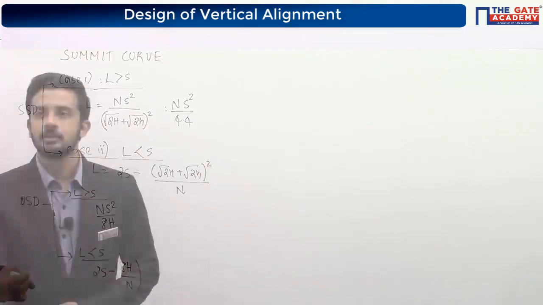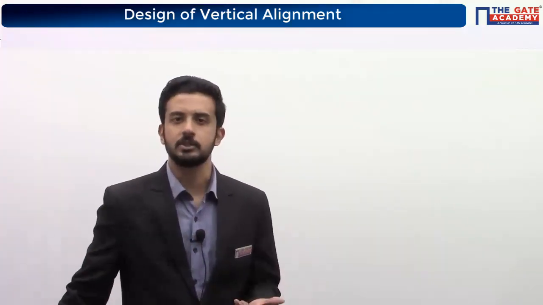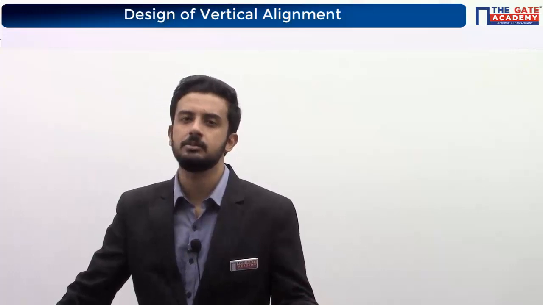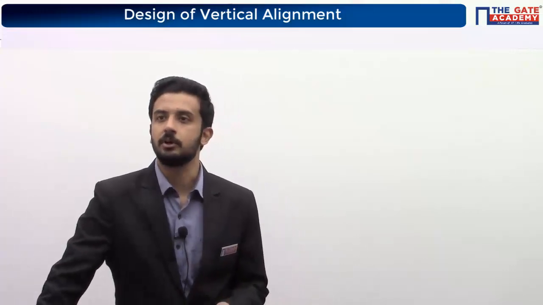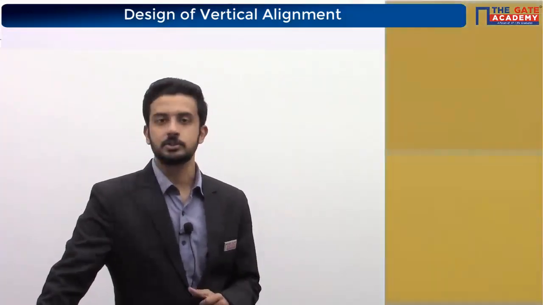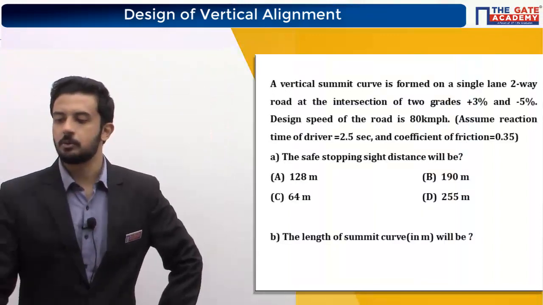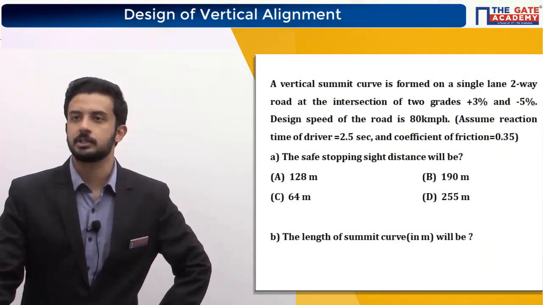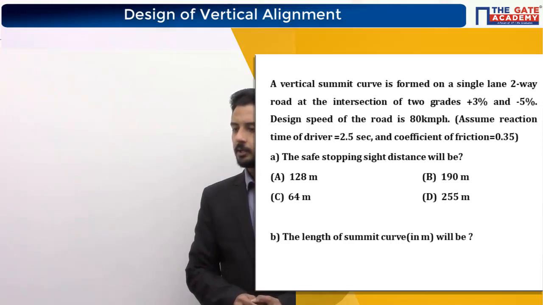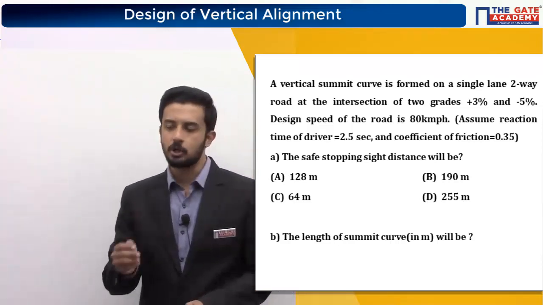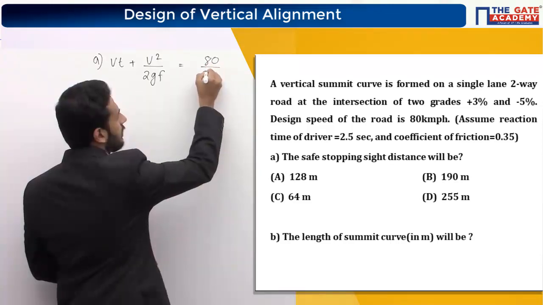Correct now? So we have solved one question in the previous class, no? Summit curve, first question we have solved. So shall we do the next question? A vertical summit curve is formed on a single lane two-way road, that question. So it's a common data question. We have to find out the safe stopping sight distance first. How much should it be?